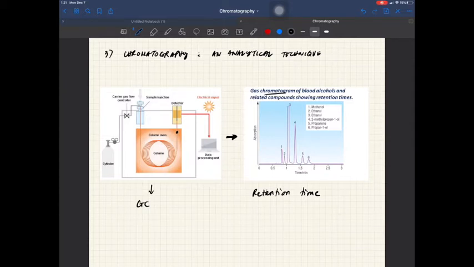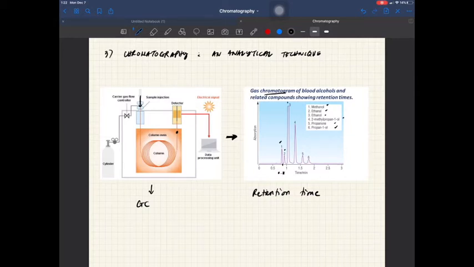Suppose we have a sample injected here, and that sample is comprised of methanol, ethanol, 2-methylpropanol, propanone, and propan-1-ol. So these are the components that are contained in our sample. Upon subjecting this to gas chromatography, these are separated in the column. The first component that is eluted is methanol, and the retention time is around 0.8 minutes.